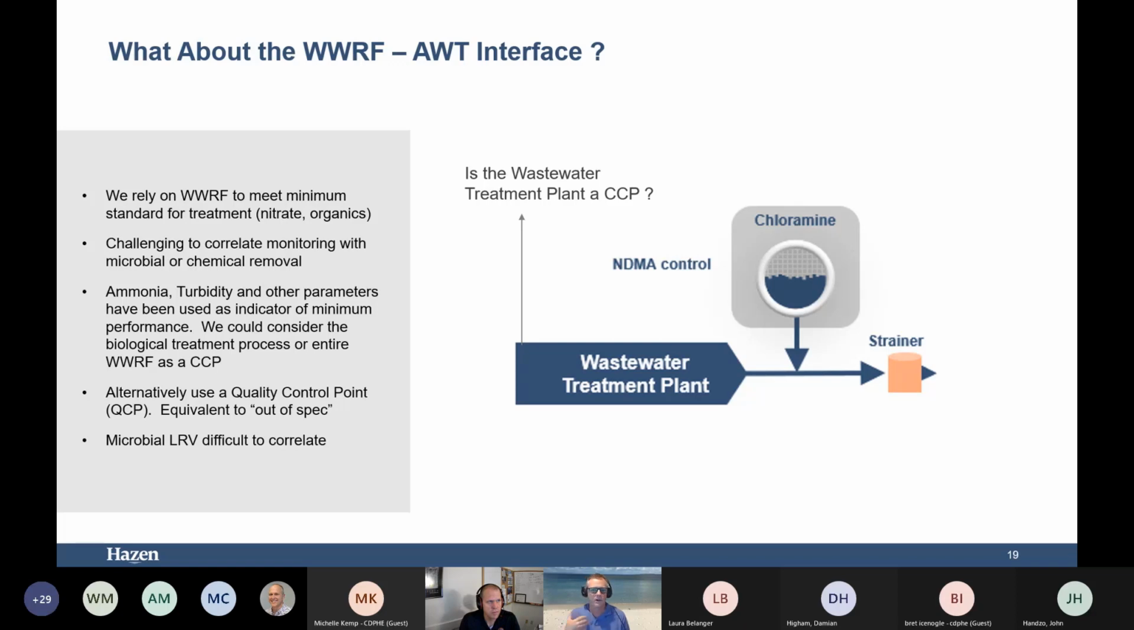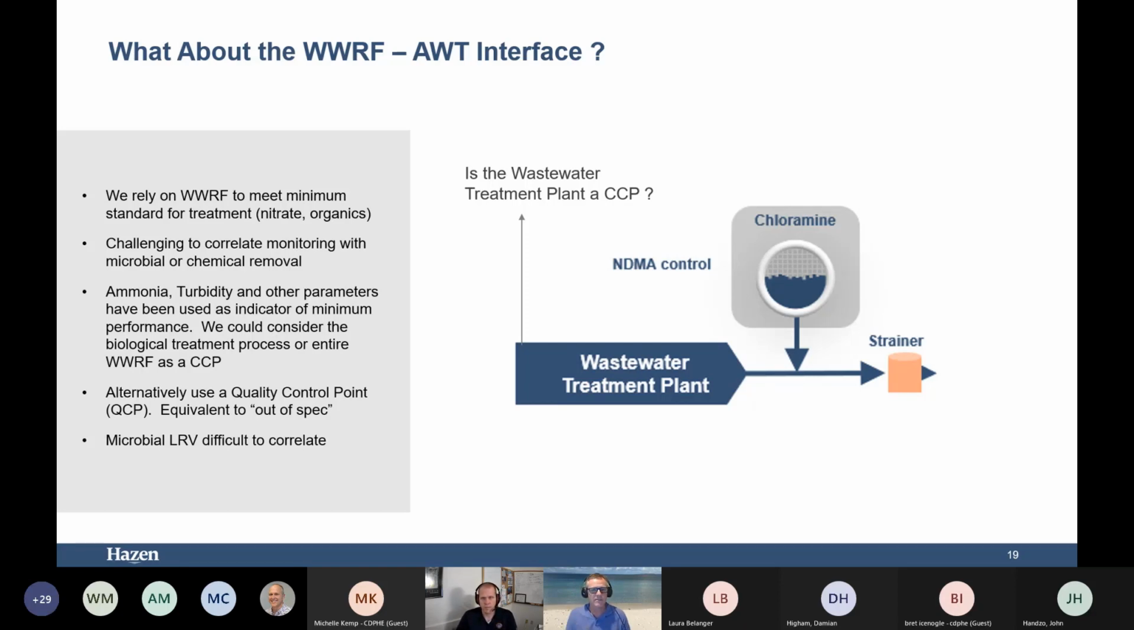So we may, for example, monitor ammonia to demonstrate that nitrification is working effectively in the advanced treatment system. But can we guarantee a log removal of microorganisms as a result of that, or a chemical removal? It's a little more difficult. So one of the things that I have seen on a number of occasions is the use of another term called something like a quality control point, where we want to make sure that the quality leaving the wastewater treatment facility meets at least these particular parameters. It might be turbidity from a clarifier. It might be ammonia if we have a system that's nitrifying. It might even be nitrate if you have a denitrification facility there.